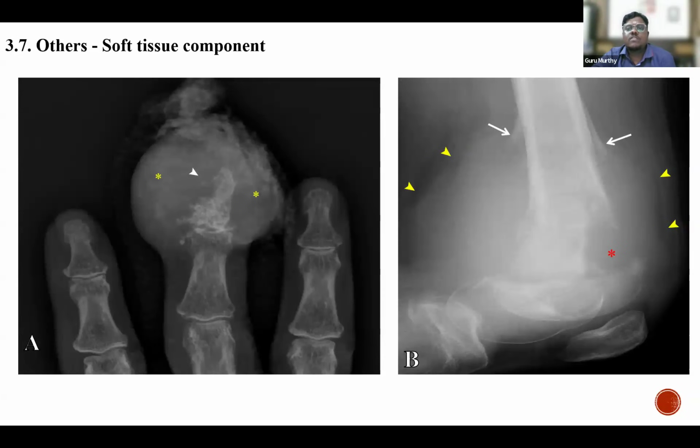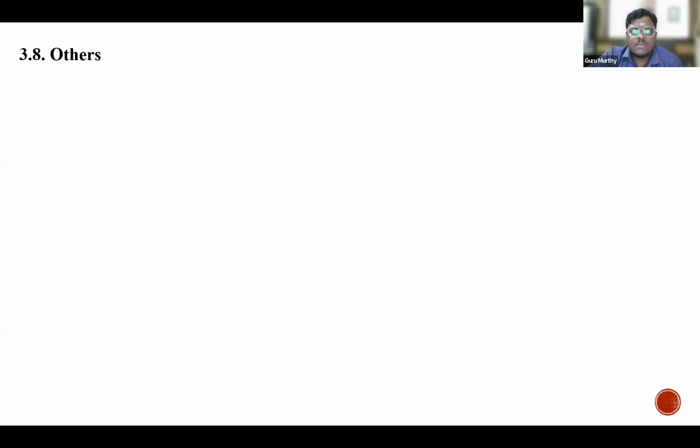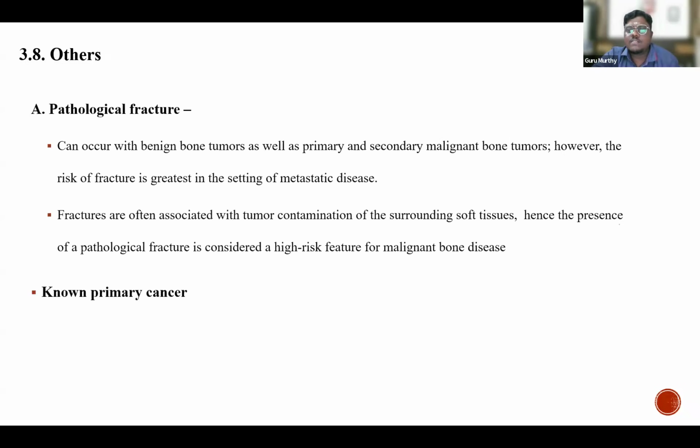Others: soft tissue component. With the presence of a soft tissue component along with a bony lesion, you have to think of aggressive pathology. Whether a malignant neoplasm or infection, you have to suspect an aggressive nature of the lesion. If the soft tissue is displacing the fat planes, as seen in this X-ray, think of neoplasm. If there is obliteration of the fat planes due to the soft tissue, you are dealing with infection rather than a neoplasm.